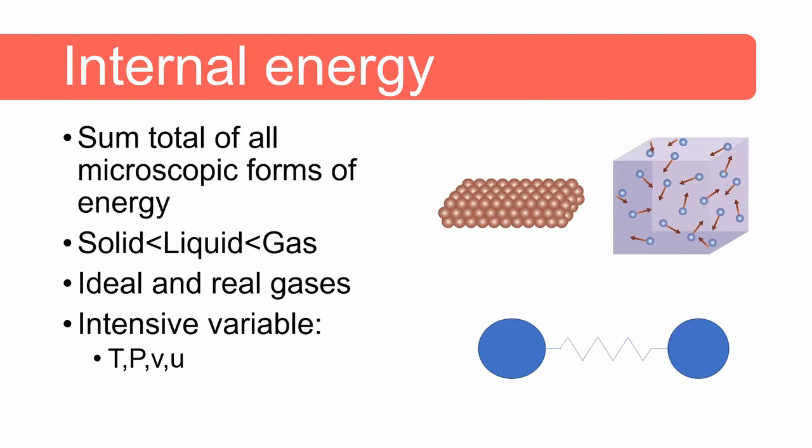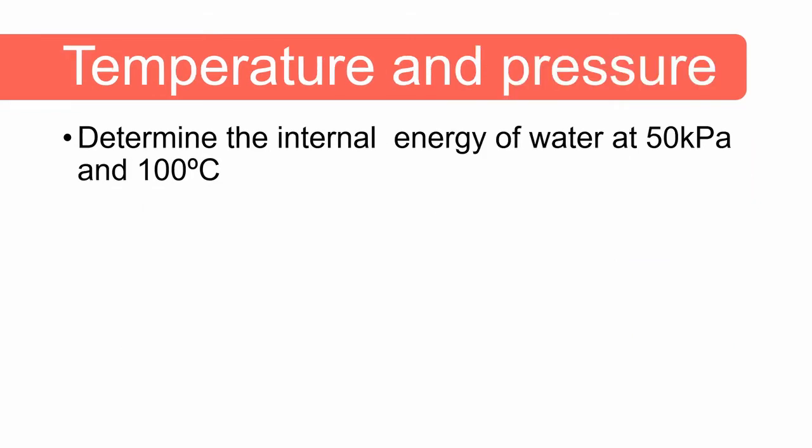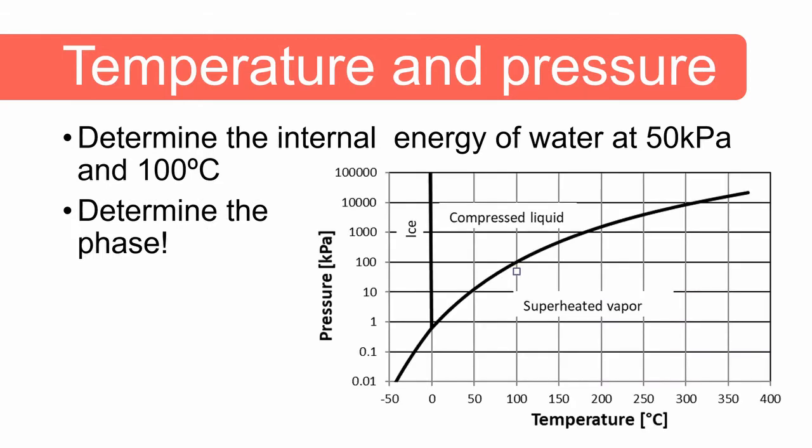Now let's consider the determination of the internal energy when the values of temperature and pressure are known. The first question asks us to determine the internal energy of water at 50 kilopascal and 100 degrees Celsius. We first need to determine the phase before we can continue. As discussed previously, to determine the phase, we draw a freehand sketch of the temperature-pressure phase diagram, or you can also use the saturation table, and from there we can determine that the saturation temperature at 50 kilopascal is 81.32 degrees Celsius.